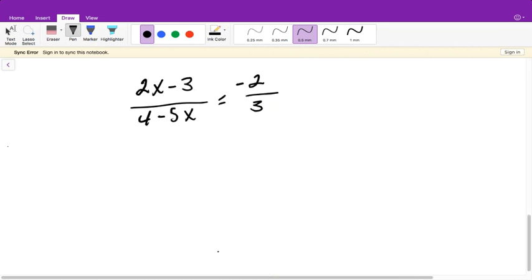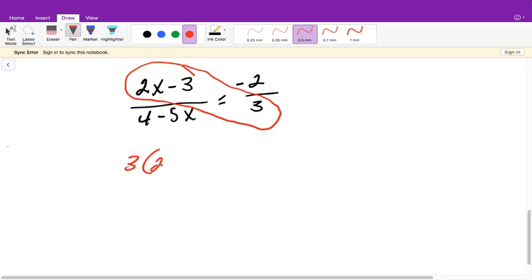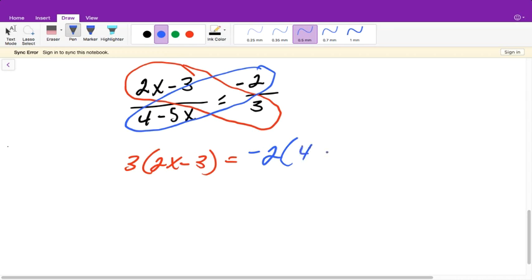Right, now, this is the last type of question that you will see. This is when we have two fractions that are equal to each other, so they're rational equations. What you need to do for this is, as you guys all pointed out, you don't like fractions. So that means let's get rid of them. And what we do is we cross multiply. So we take our one numerator and we multiply it with our opposite denominator. So it becomes 3 times 2x minus 3 is equal to, and then we take the other numerator and multiply it by the other denominator, and that gives me negative 2 times 4 minus 5x.